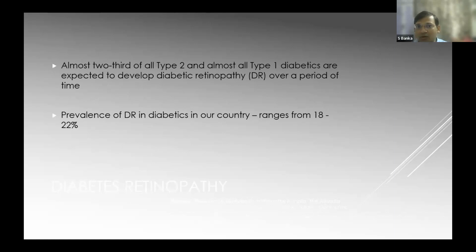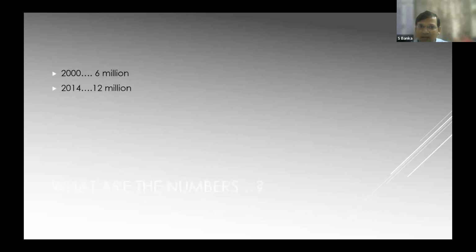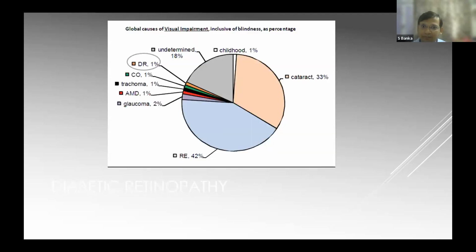And almost two-thirds of all the type 2 and almost all of the type 1 patients of diabetes will have diabetic retinopathy over a period of time. In general, the prevalence of diabetic retinopathy in diabetics in our country is 18 to 22%. And this translates into a huge number of patients of diabetic retinopathy, which has been estimated to be around 15 to 16 million by the year 2030. So we are literally sitting on a ticking time bomb, waiting for a tsunami of patients having diabetic retinopathy.